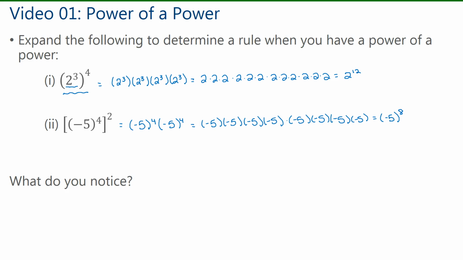So now what do we notice with the expression we started with and then the power at the end? Well, if you look at the exponents, 3 times 4 will give you 12. And 4 times 2 will give you 8. So if we multiply our exponents, we can write it as a single power. So we'll make that note now that the number of bases is equal to the product of the exponents.